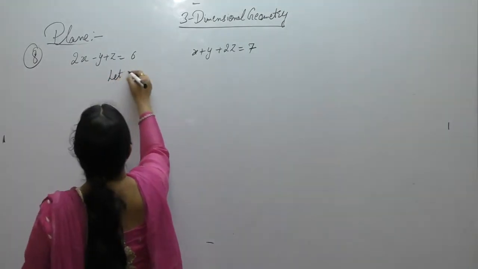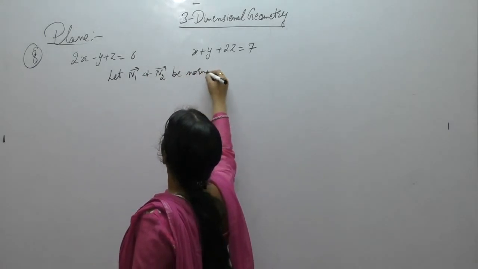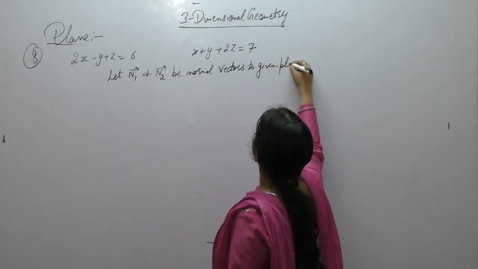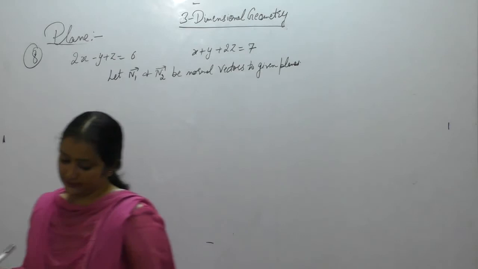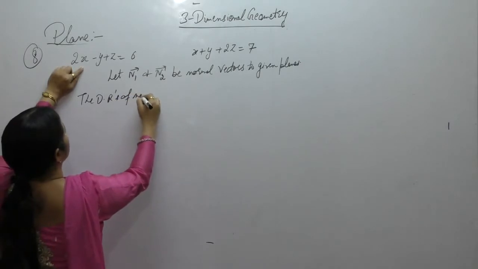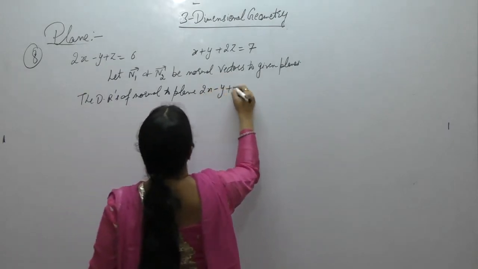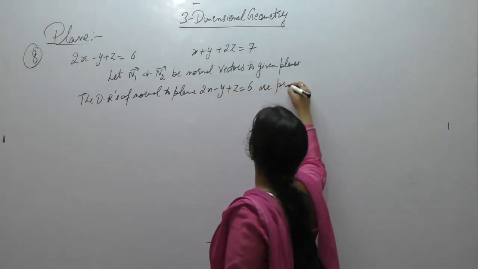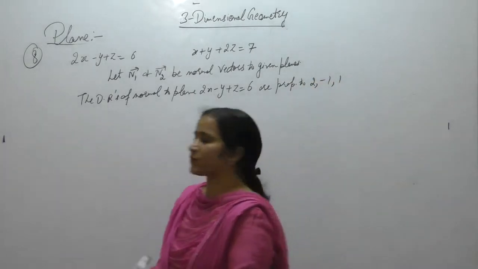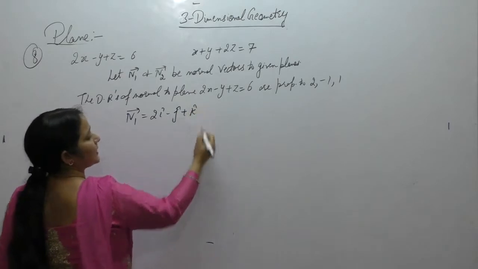Let n1 vector and n2 vector be normal vectors to the given planes. The direction ratios of normal to plane 2x minus y plus z = 6 are proportional to 2, minus 1, 1, the coefficients of x, y, z. So n1 vector we have 2i minus j plus k.